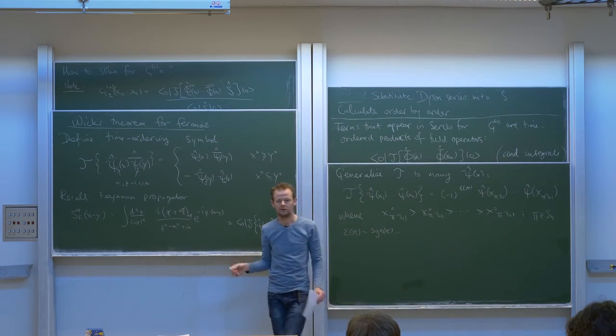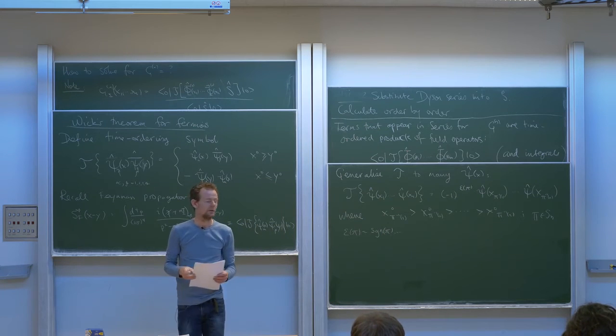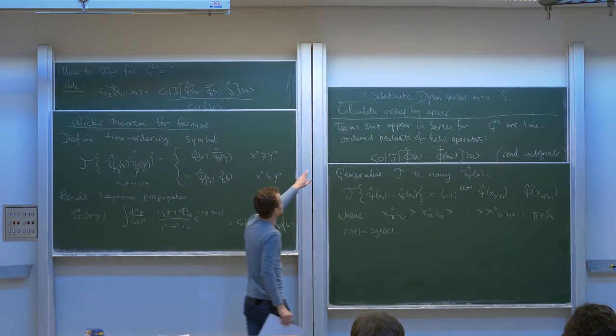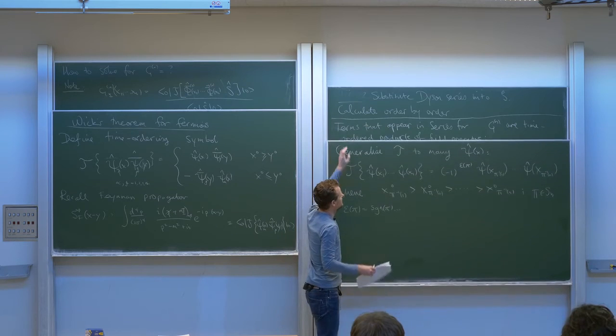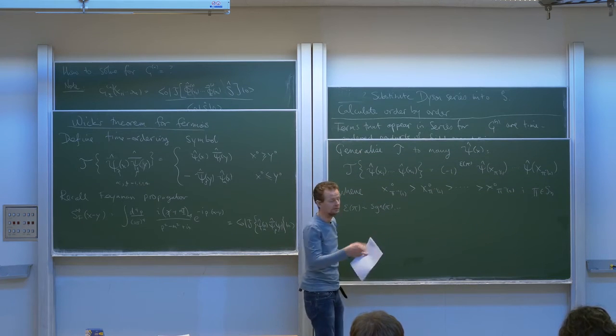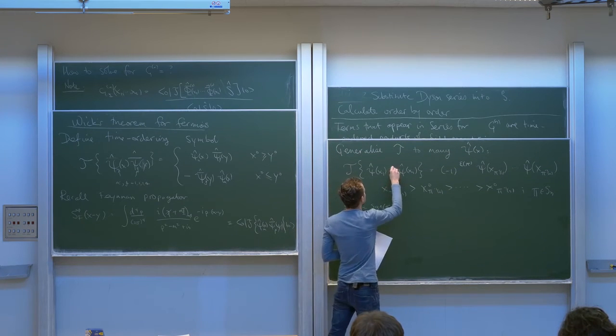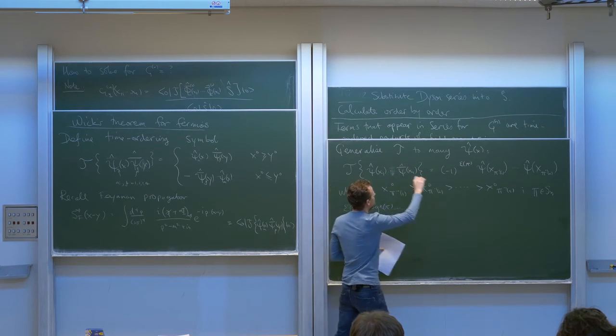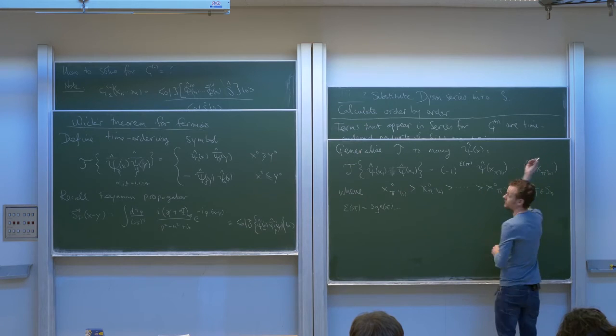I'm not going to define it. I defined it earlier in the course. And so that's how you do T for many fields. If you have a bar, then put a bar in, right? So if you had a bar there, then there has to be a corresponding bar there.